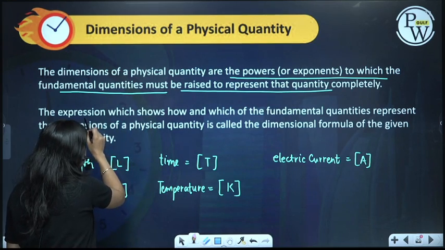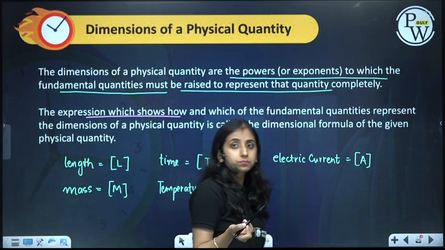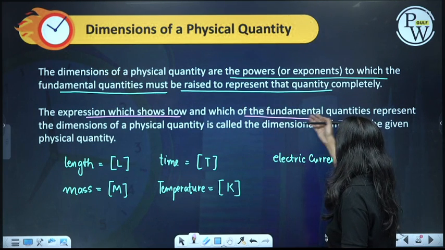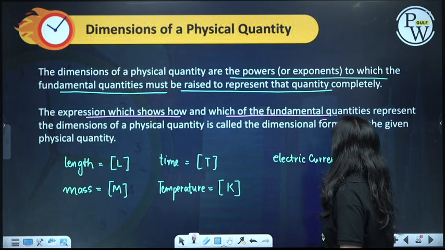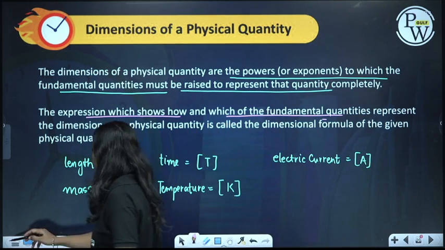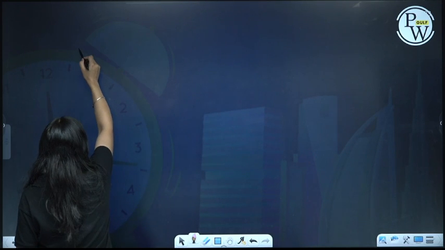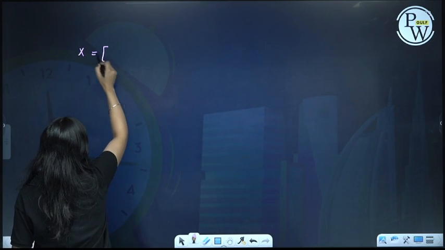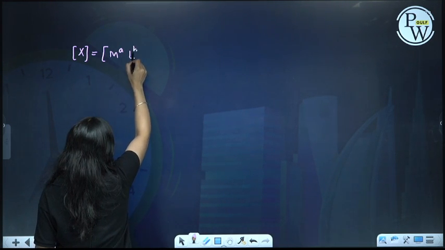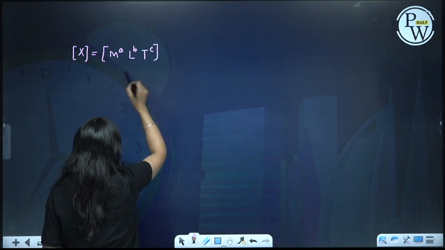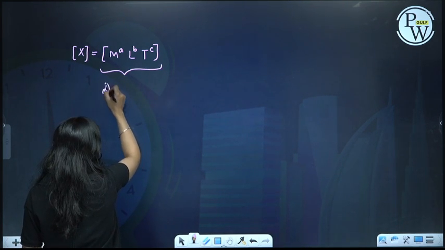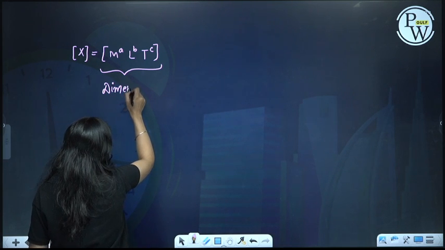Now what is dimensional formula? The expression which shows how and which fundamental quantities are needed to represent that physical quantity is called the dimensional formula of that physical quantity. Suppose we have x, a quantity whose dimensions are M raised to the power a, L to the power b, and T raised to the power c. So this expression is called the dimensional formula.